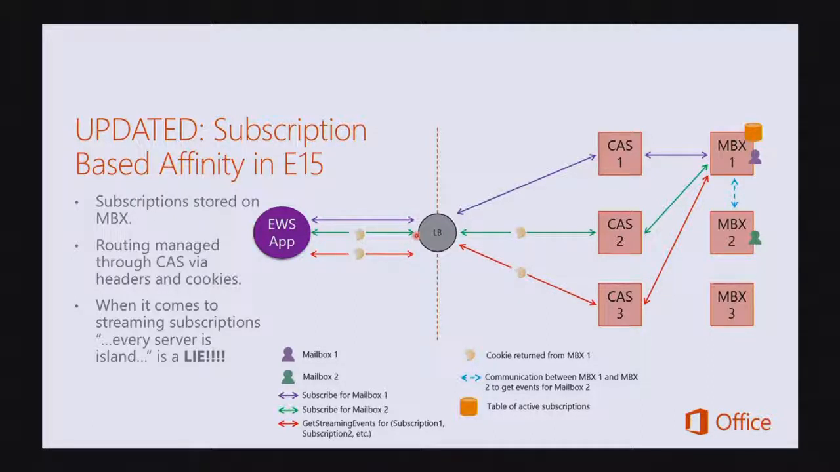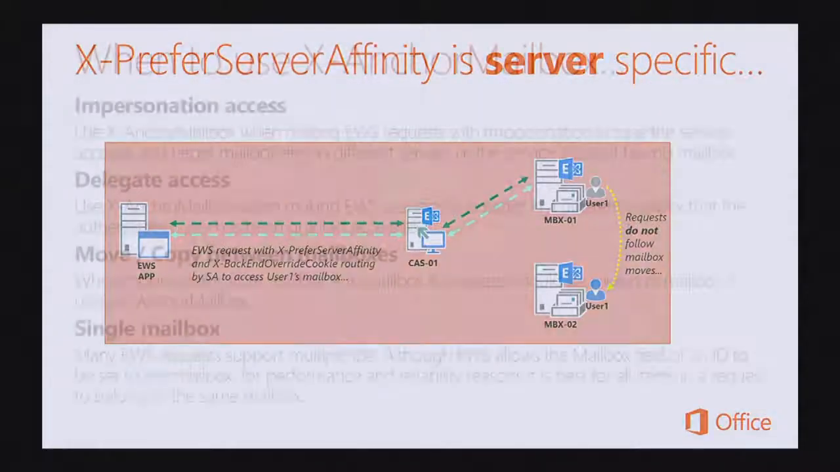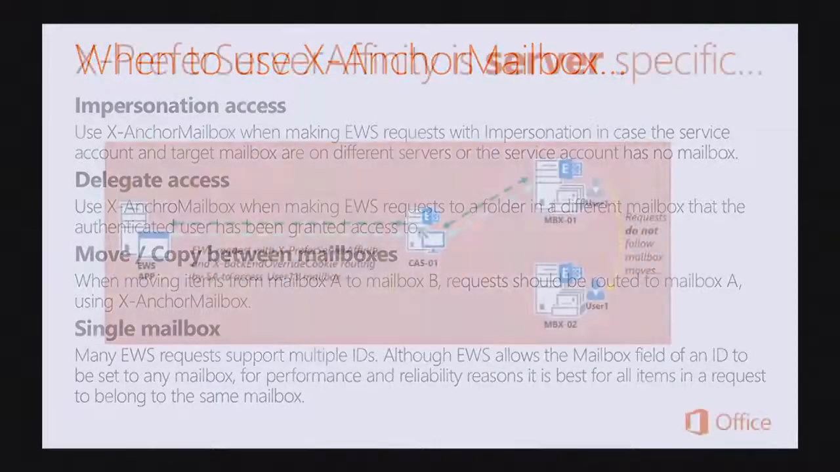So on my second subscribe to mailbox 2, I want that to also go to mailbox 1. And then I want all my subsequent get events calls to go to mailbox server 1 too. So I send this cookie back. This request with the cookie, with the X anchor mailbox header, and with the prefer server affinity header, hits CAS 2. CAS 2 looks at that and says, according to our rules here, which I lost.